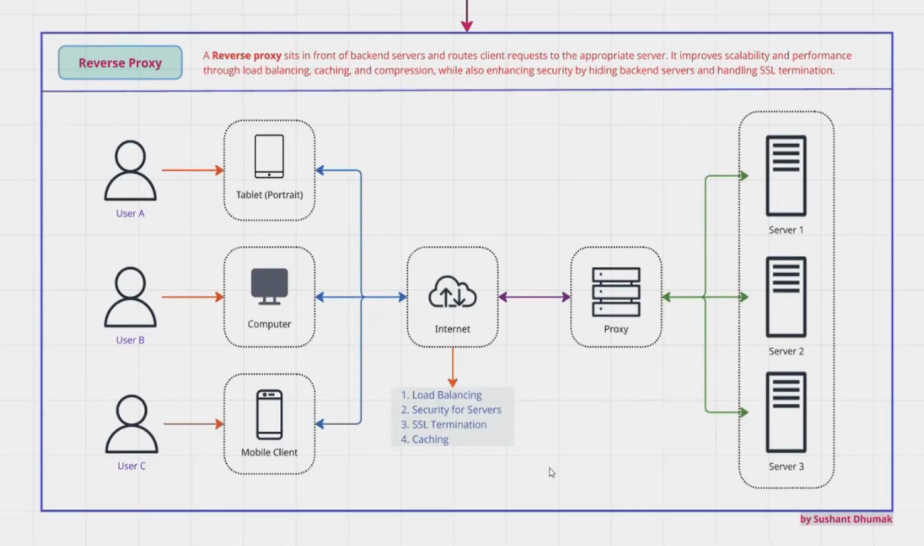Now, what is a reverse proxy? A reverse proxy, in contrast, sits between the internet and the backend servers, where it will route all the requests coming from the internet, mainly from the user, to the appropriate servers. It improves scalability and performance through load balancing, and we can also do caching here. We can also provide security to the backend servers and handle SSL termination and all those things. So it always sits between the internet and the backend servers, wherever they are located.